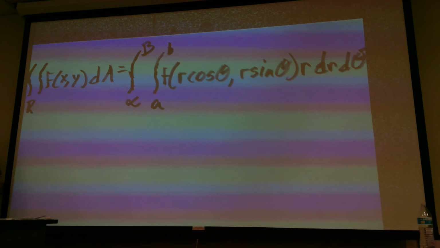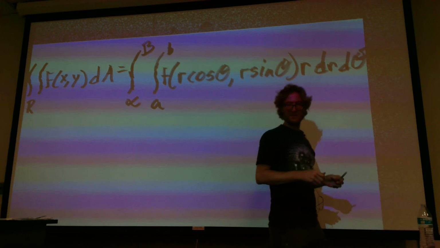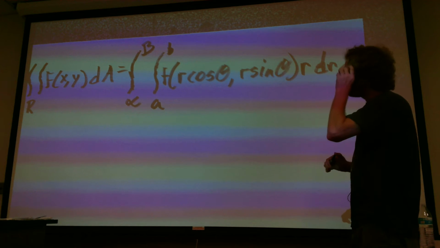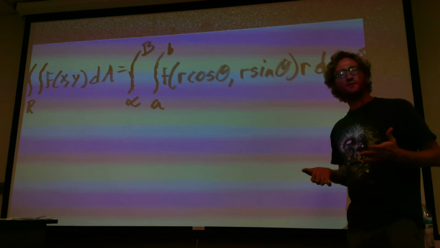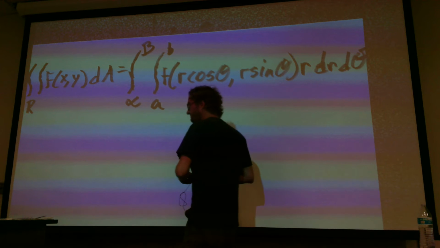There. Okay? And that r right there is important. We'll talk about this later on, but it actually comes from the Jacobian. And so we have to consider, well, what is the alpha and beta, and what is the a and the b?